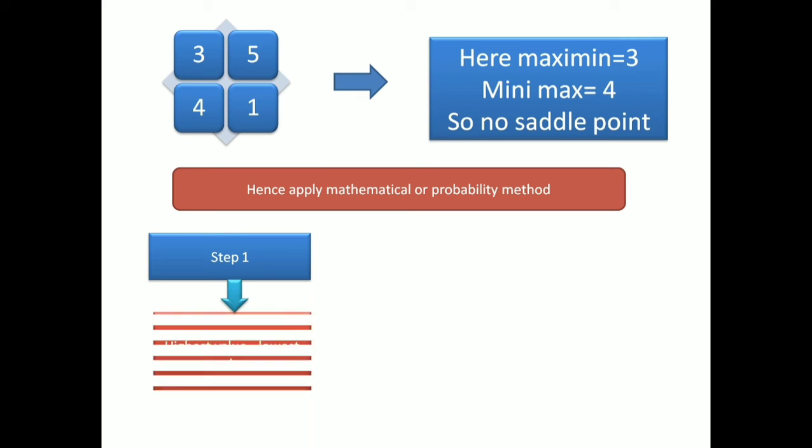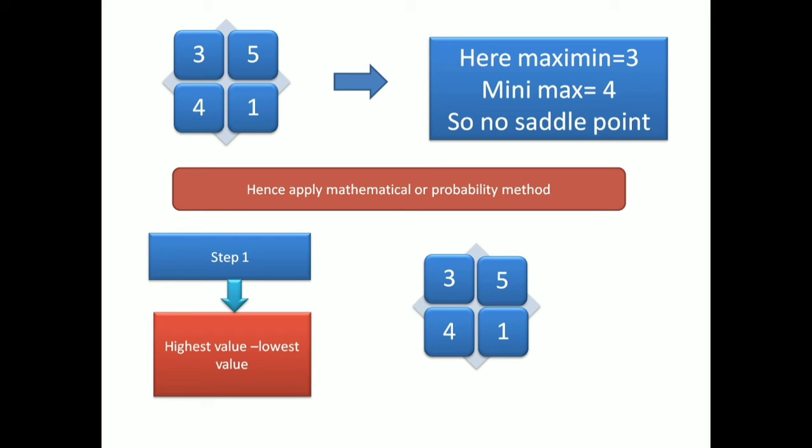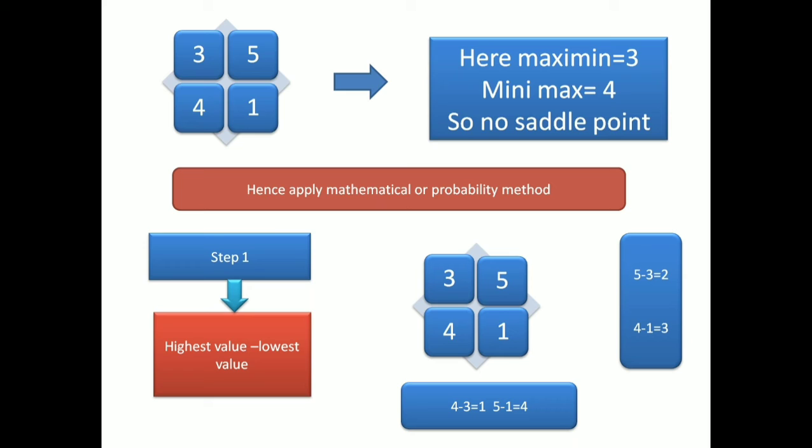Step 1. There are different methods for the mathematical method, and I am taking only one method in this example. There are some other methods also. So this is one method. You take the highest value minus the lowest value, the difference between the highest and lowest values in each row. See, 5 and 3, difference is 2; 4 and 1, difference is 3. Then the second one is also like this: 3 and 4, difference is 1; 5 and 1, difference is 4.